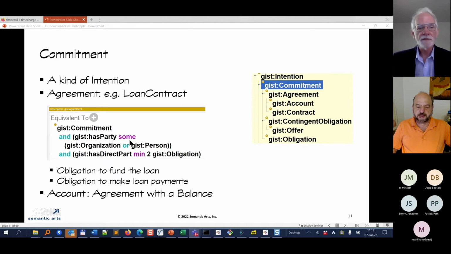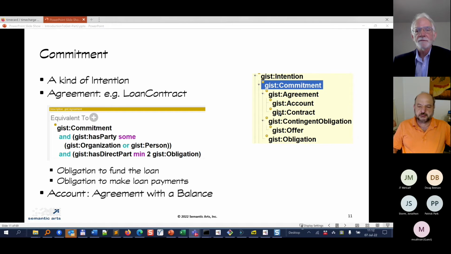So here's the definition of a commitment. Sorry, an agreement is a commitment. It's a commitment with the following situation going on. It has at least one party. No, in fact, it has at least one party, but really it has two parties, an agreement. And it has two obligations. So in the case of a loan contract, you have an obligation to fund the loan on one party, and the other party has an obligation to make loan payments.